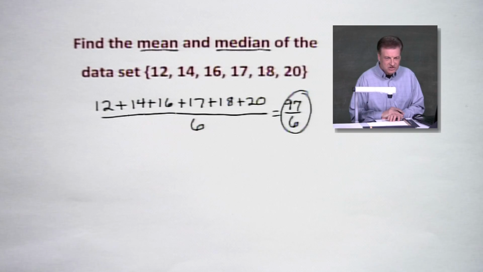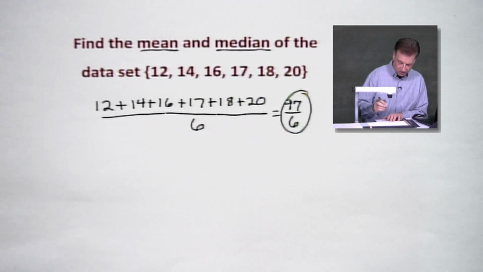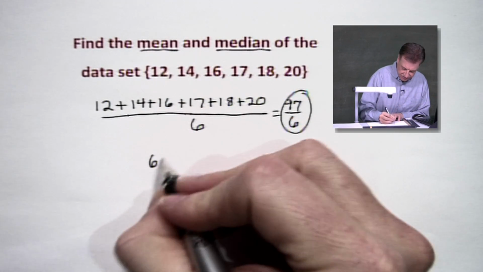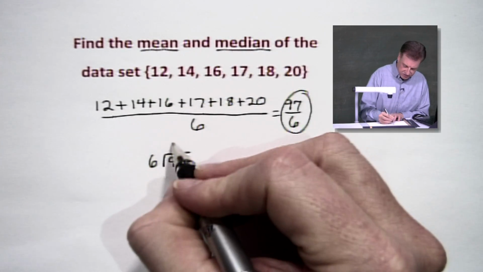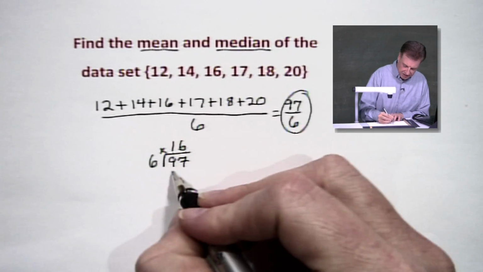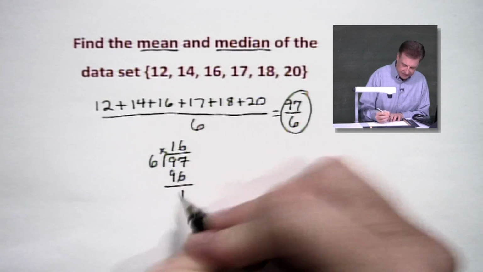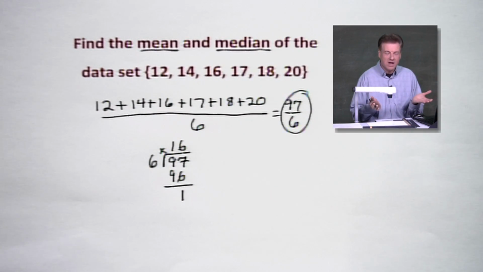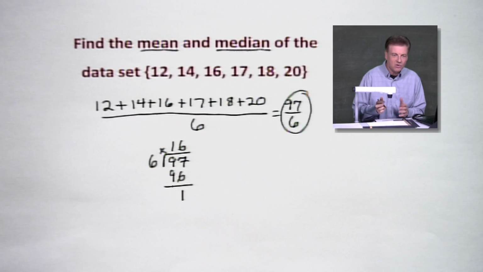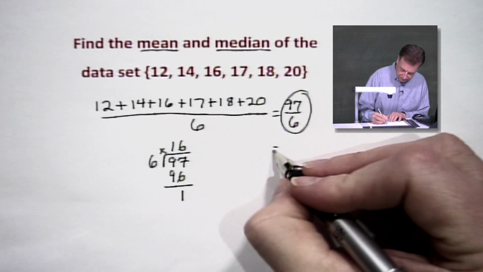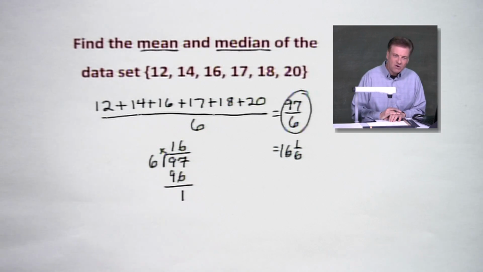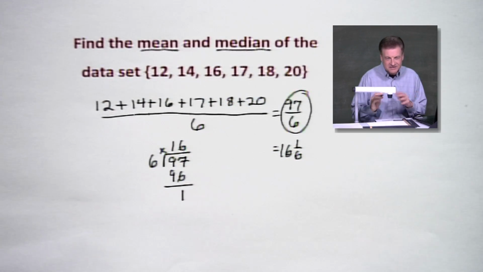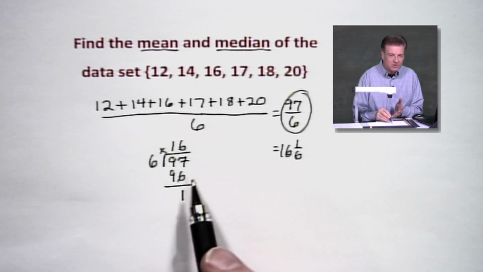Now, that goes in there 16 times with 1 left over. So when I divide 6 into 97, it is going to go 16 times, and we have 1 left over. And you say, Ernie, what are we to do with that? Well, you got a couple of places to go. We could make that 16 and 1/6. We could say it's got a remainder of 1, but when we're talking about means and medians, we don't really get into remainders. We want to get it to either a fraction or a decimal.